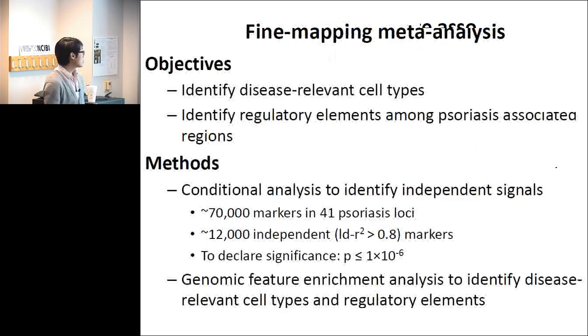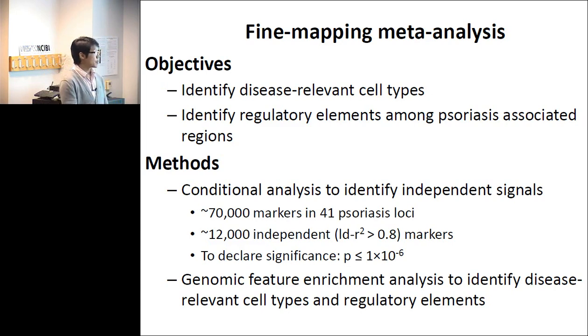To address these issues, we perform a fine mapping meta-analysis using the 5 different data sets that I mentioned. The 2 objectives, as I mentioned: we want to identify disease-relevant cell types, and we want to identify regulatory elements among the psoriasis-associated regions.